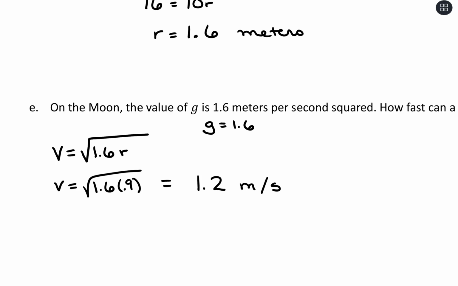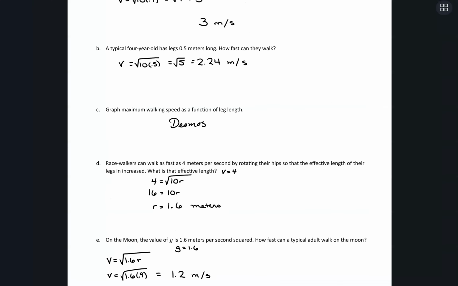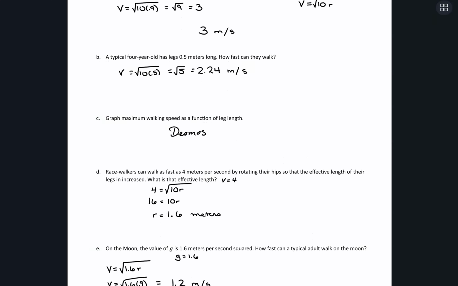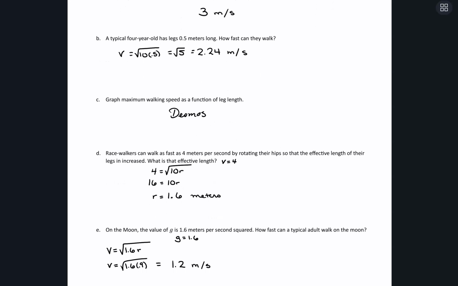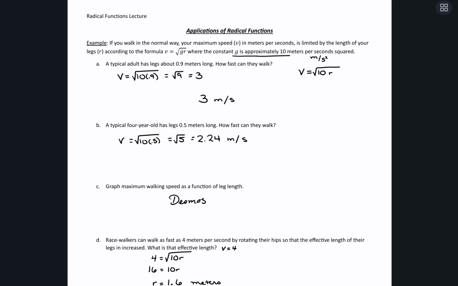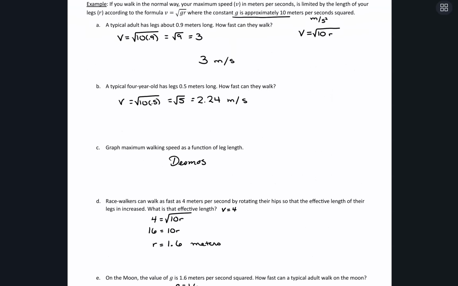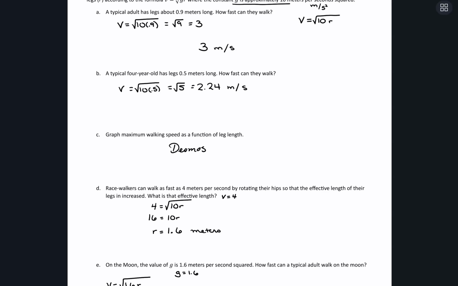meters per second. So let's see. Gosh, that's half the speed of a 4-year-old walking. So if you imagine a toddler walking on the moon, you could go about half that speed based on this formula here. So just some scenarios with square roots coming through in context of an application.